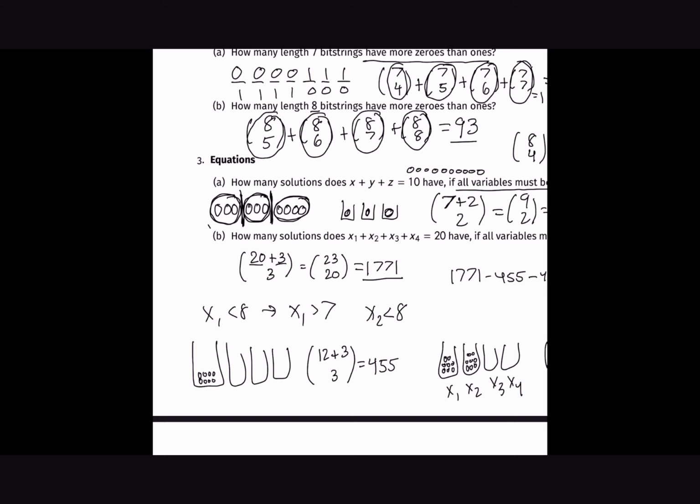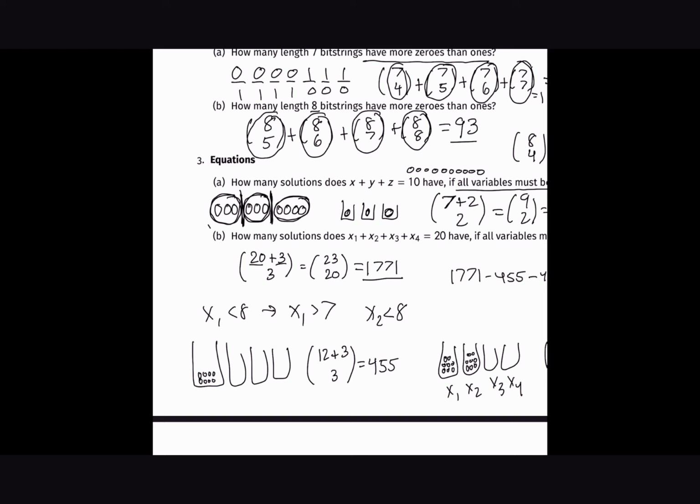So now instead of 4, we use 3 to represent our bars, and we choose 3 of those spaces to represent the bars. Note that this also equals 23 choose 20, where in this case, instead of choosing the bars first, we choose 20 blank spaces to represent our balls. So 23 choose 20 is equal to 1,771. So in total, there's 1,771 total possibilities for our 4 variables.